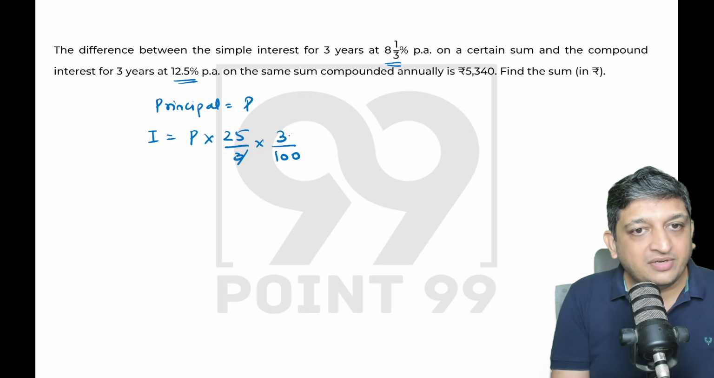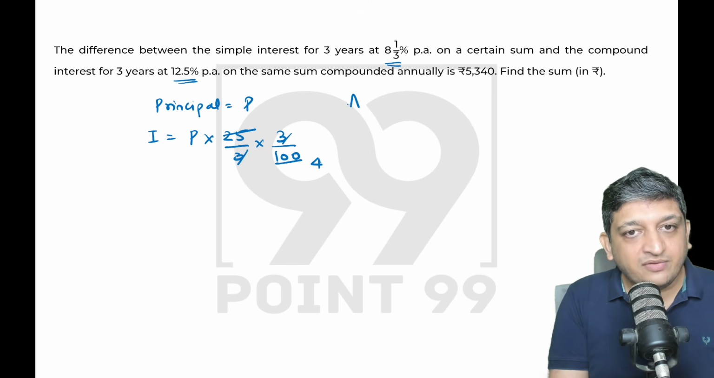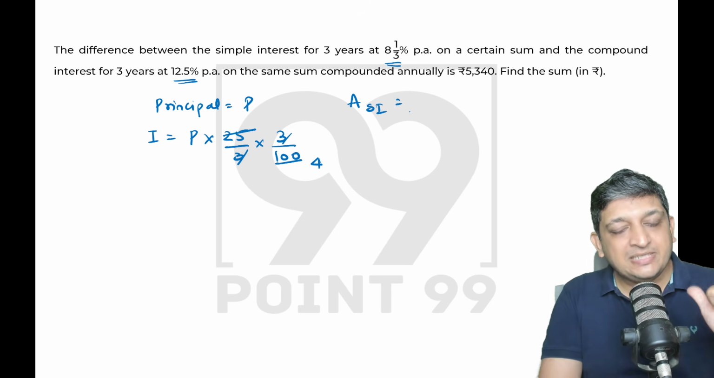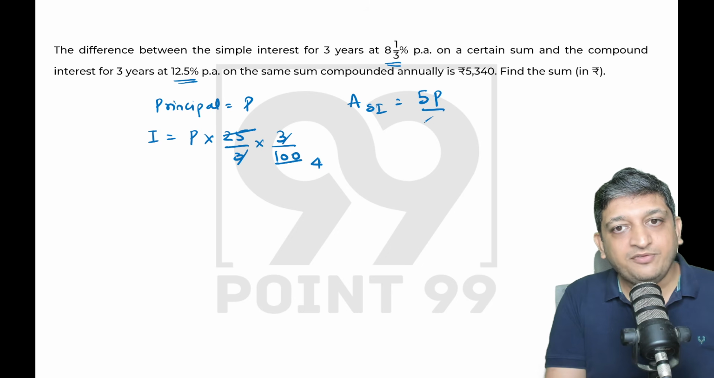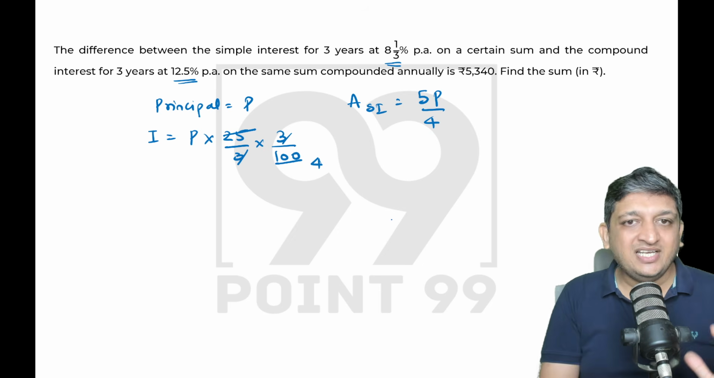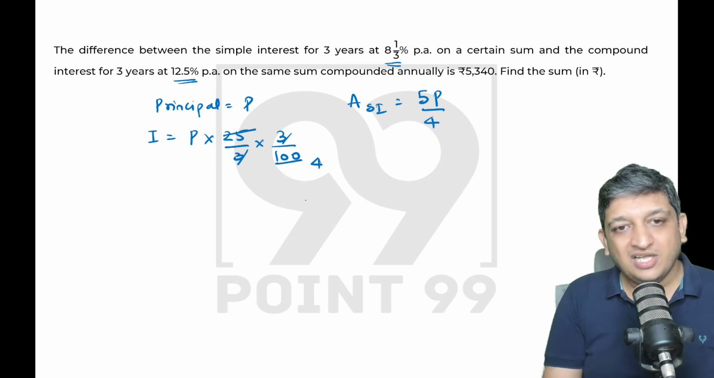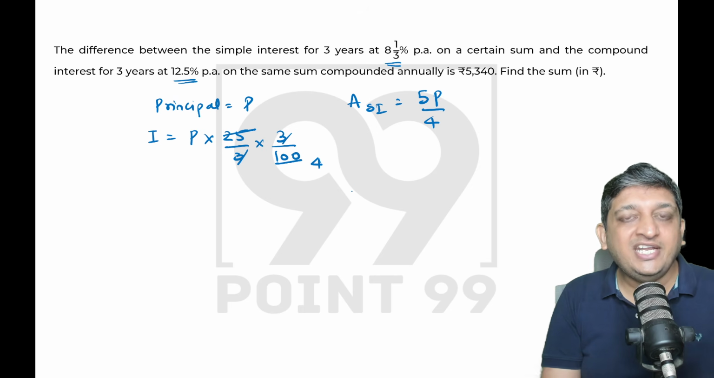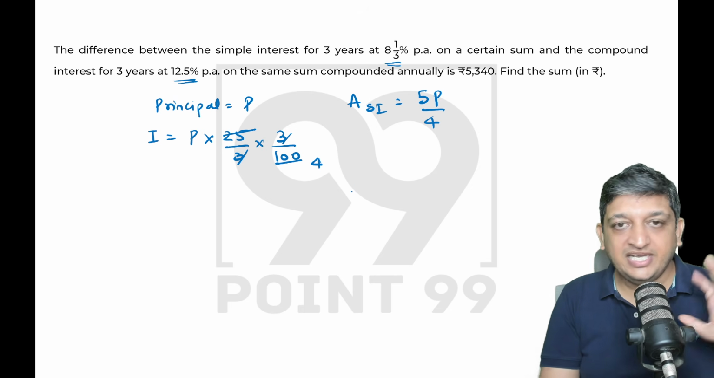So we are going to get interest equals P by 4, or in other words, the amount if you invested it at simple interest would be principal plus principal by 4, or 5P by 4. That would have been the amount that you would have received at the end of 3 years if you had invested it on simple interest. You could have also said that you are going to get a 25% alpha on this particular investment.